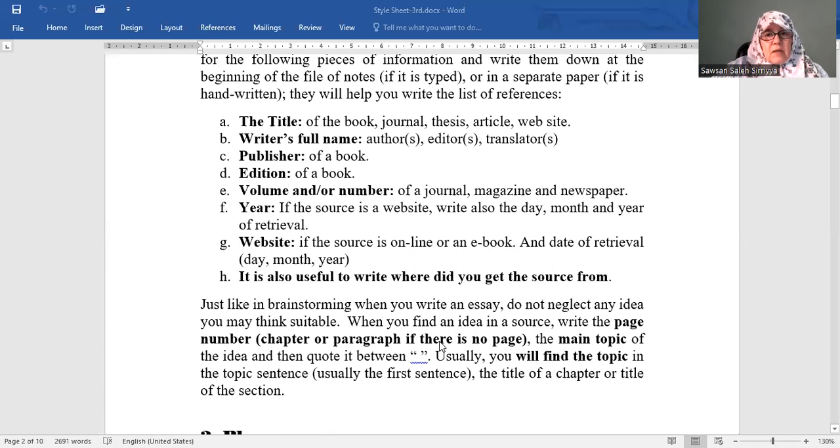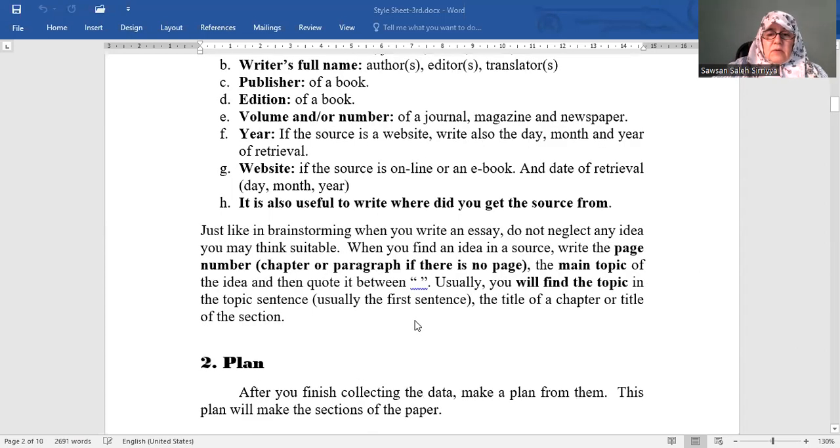Now, let us go back again to the style sheet. If you are looking in a journal, you will find the volume and a number, but you don't need a publisher. Neither a publisher nor a city. Only the volume and number. If I give you an example, let us continue.